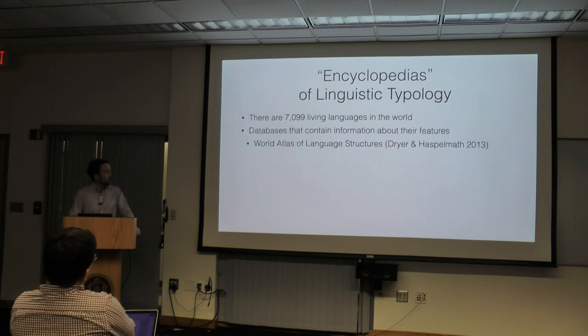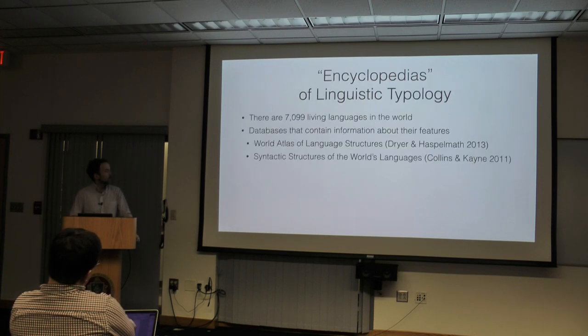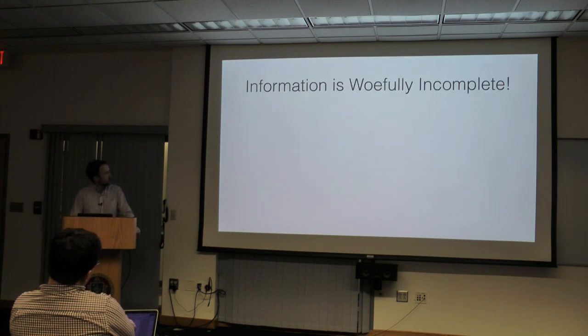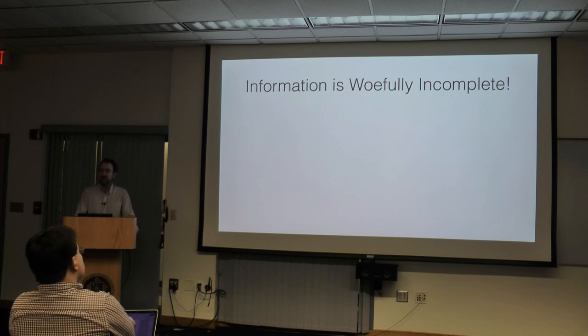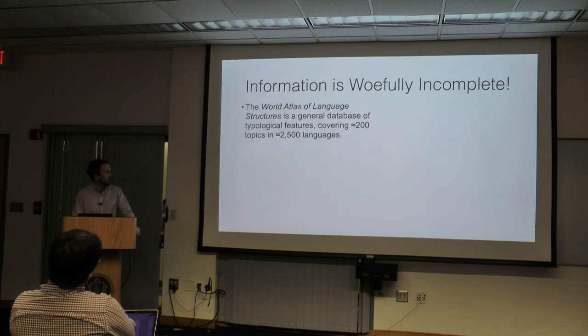And there are databases that contain information about their features, like the World Atlas of Language Structures, etc. There's all these kind of atlases that linguists tend to make. And one of the things that we want to do is we want to know if we have a new language, what could we expect its features to be like? Unfortunately, this information is very incomplete because it's really difficult to make these. So the World Atlas of Language Structures, which is kind of the biggest one, has about 200 features in 2,500 languages, and about 85% of these are incomplete.